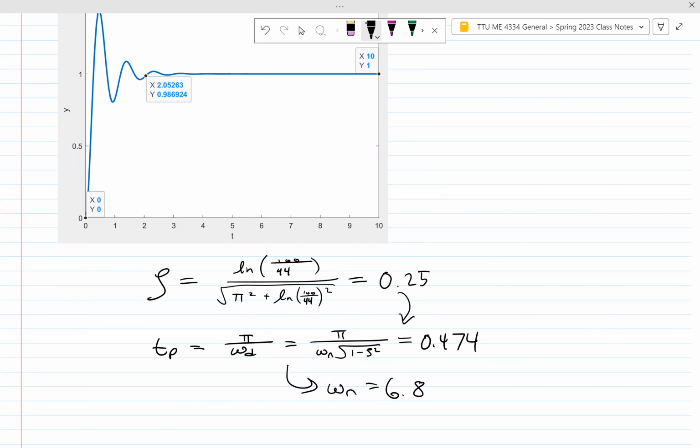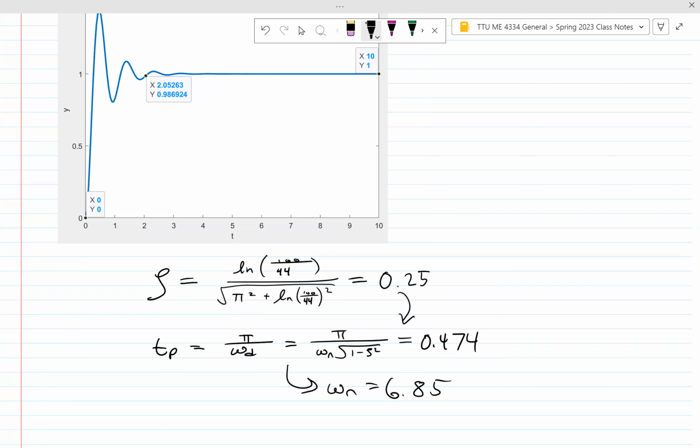All right, what do we get for omega n? I think 6.85, something like that. Okay, good. Was this the only way that we could have gotten omega n here? Was there any other formula we could have used? But we don't have the original transfer function. That's what we're getting here. How else could we have done this instead of peak time?